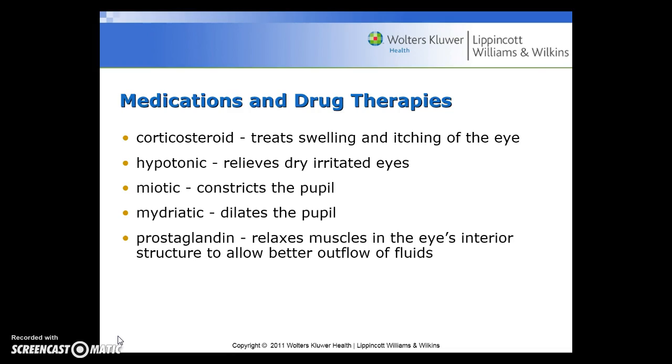Common medication and drug therapies: corticosteroid treats the swelling and itching of the eye. A hypotonic relieves dry, irritated eyes. A miotic constricts the pupil. Mydriatic dilates the pupil, and prostaglandin relaxes the muscles in the eye's interior structure to allow better outflow of fluids.